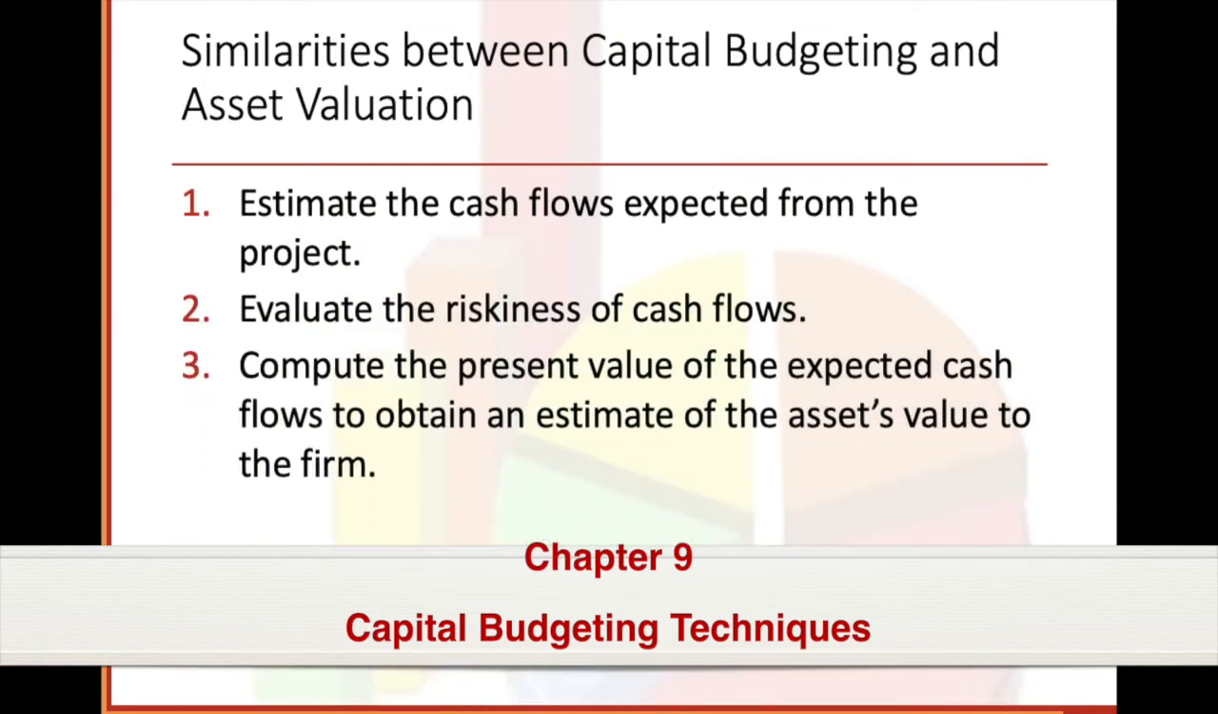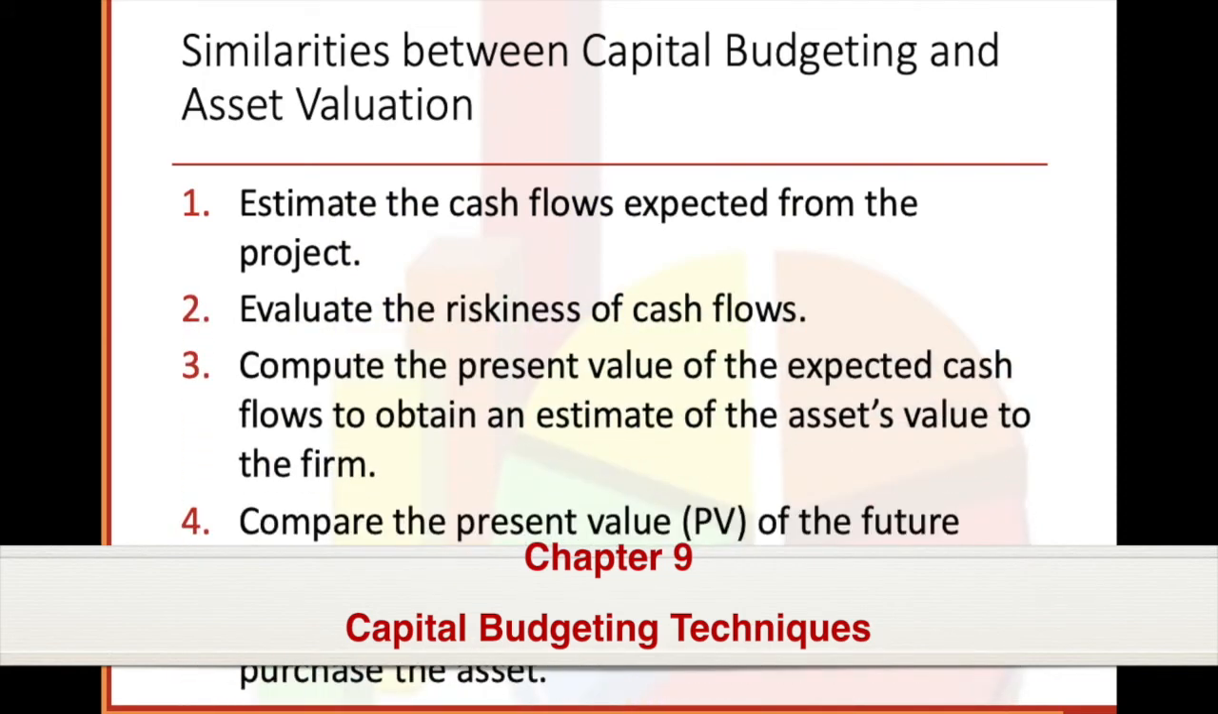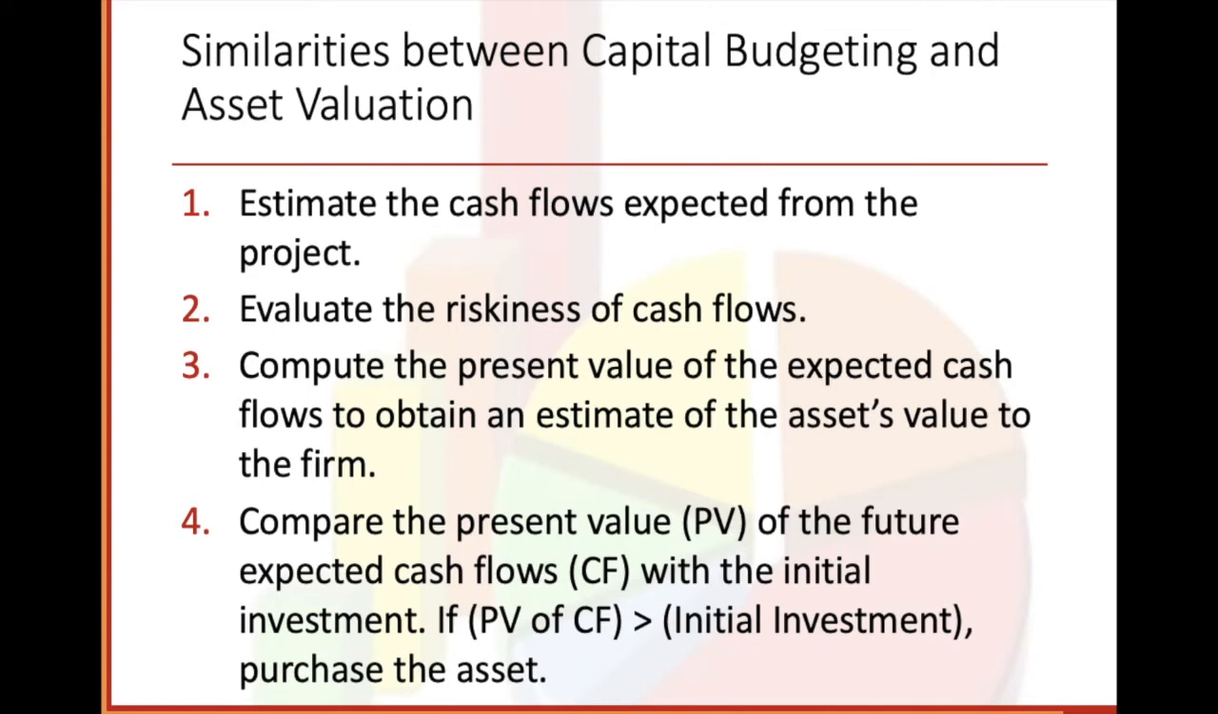Similarities between capital budgeting and asset valuation. 1. Estimate the cash flows expected from the project. 2. Evaluate the riskiness of cash flows. 3. Compute the present value of the expected cash flows to obtain an estimate of the asset's value to the firm. 4. Compare the present value, PV, of the future expected cash flows, CF, with the initial investment. If PV of CF is greater than the initial investment, purchase the asset.